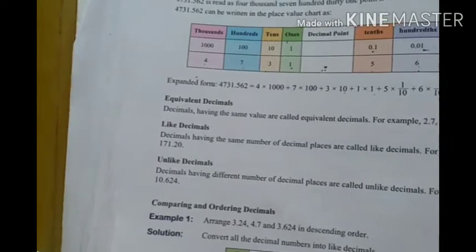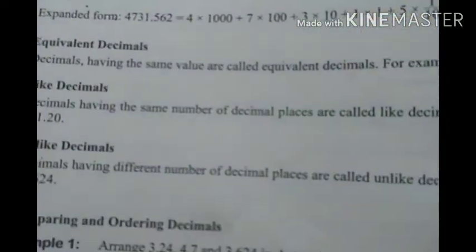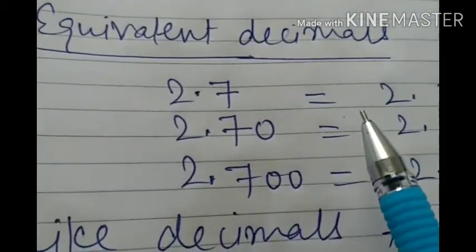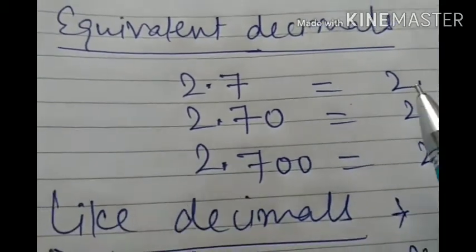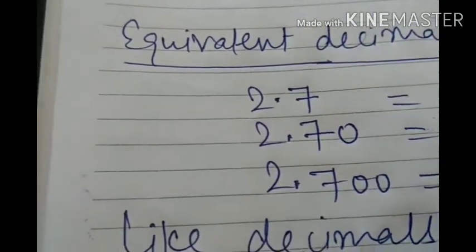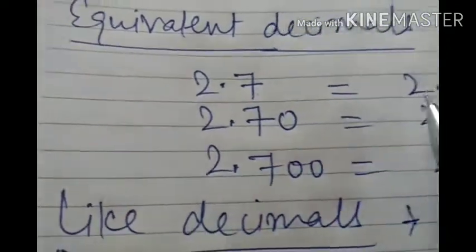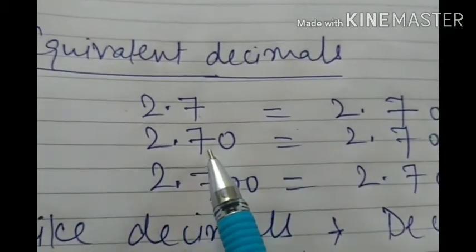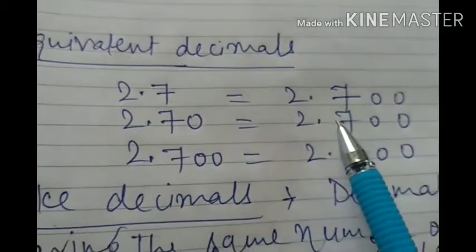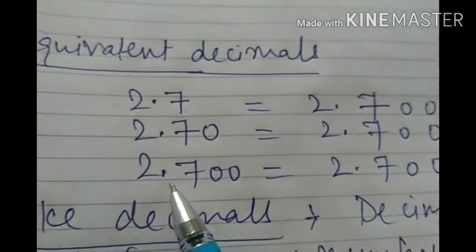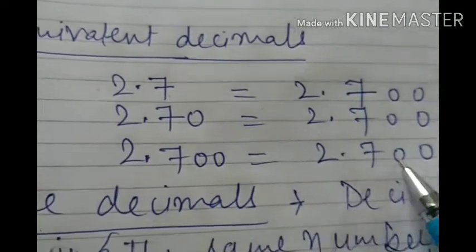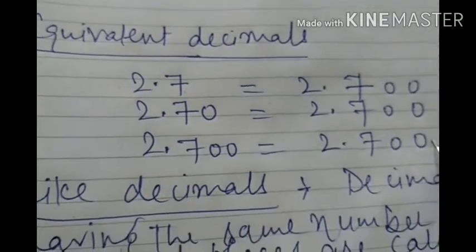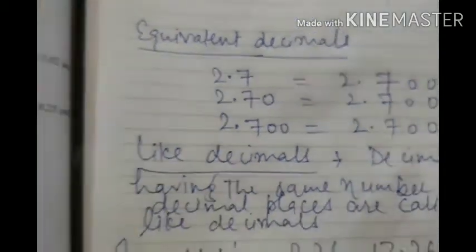Then comes equivalent decimals. Decimals having the same value are called equivalent decimals. Suppose 2.7, it can be written as 2.70, and 2.70 can be written as 2.700, and 2.700 is the same as 2.7. We call these decimals equivalent decimals.